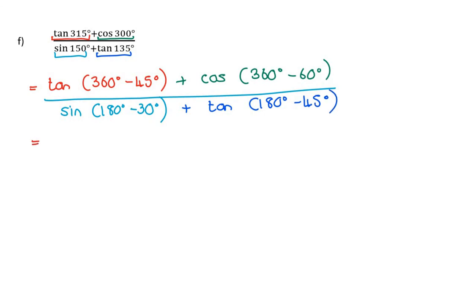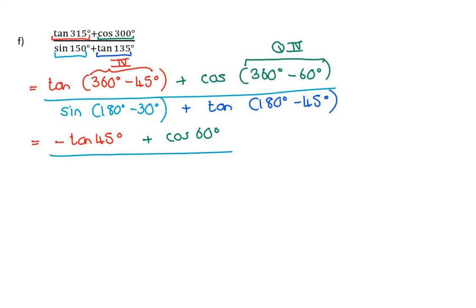Now reduction on each one. 360 minus 45 is quadrant 4, and tan is negative, so that's negative tan of 45 degrees because of the quadrant 4. Next one, 360 minus anything, again quadrant 4. However, this time the ratio is cos, and cos is positive in quadrant 4, so this is plus cos 60. On to the sine. 180 degrees minus 30 is quadrant 2, and sine is positive in quadrant 2, so this is sine of 30 degrees. And lastly, 180 minus 45, also quadrant 2, but this time it's tan, so it's negative tan of 45 degrees.